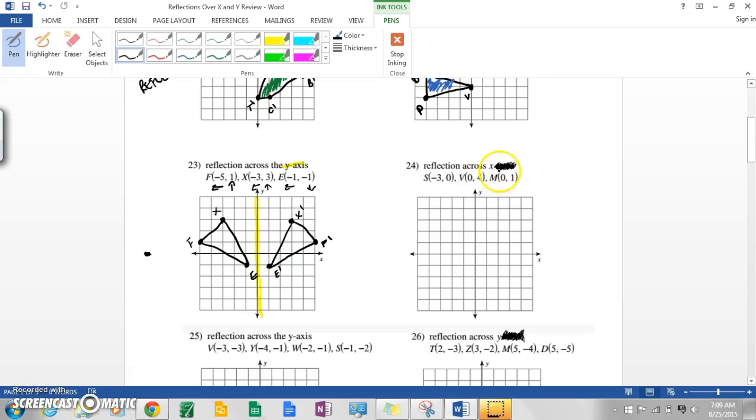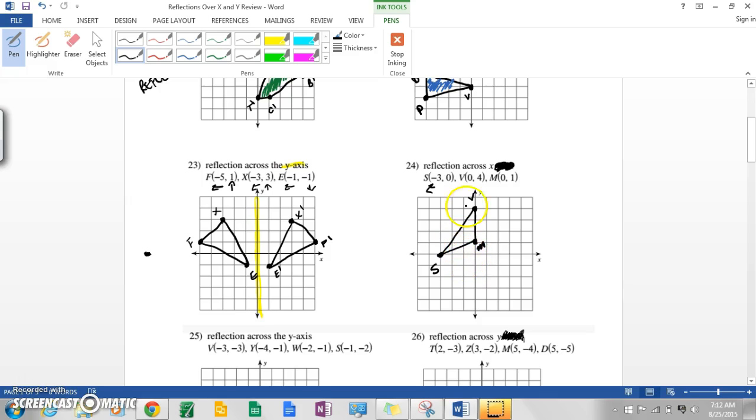Okay. In this example, I want you to change a few things. Instead of x equals -2, we're just going to reflect it across the x-axis. Okay. Let's plot our points. S is at -3, 0. Okay, for 24, I went ahead and plotted the points. This is point S down here, V is here, and M is here. Okay, make sure you plot those points now.